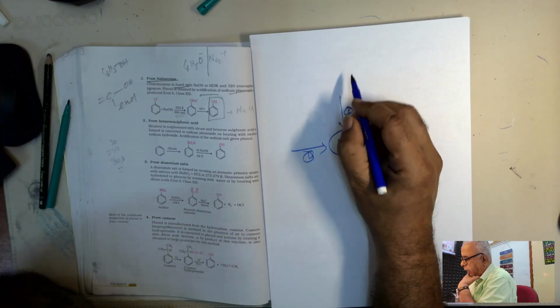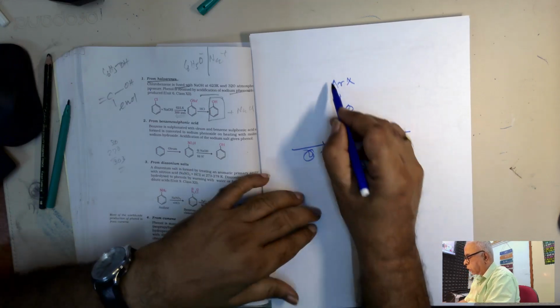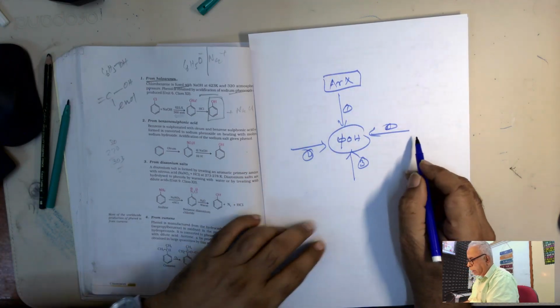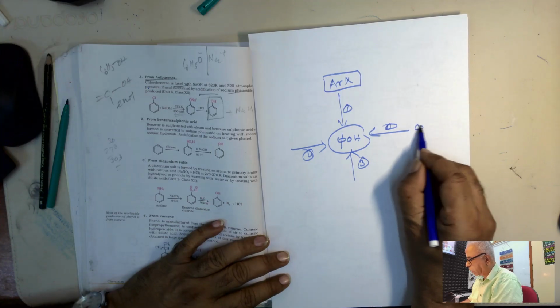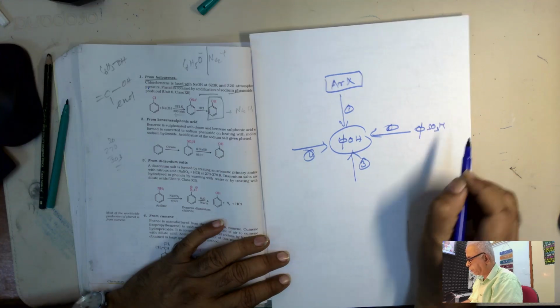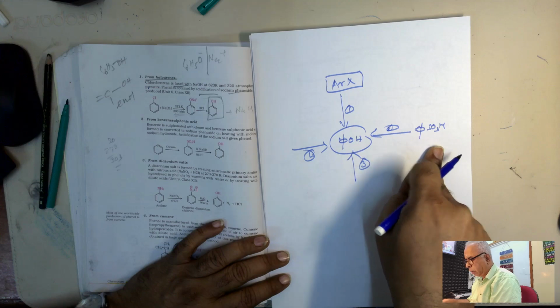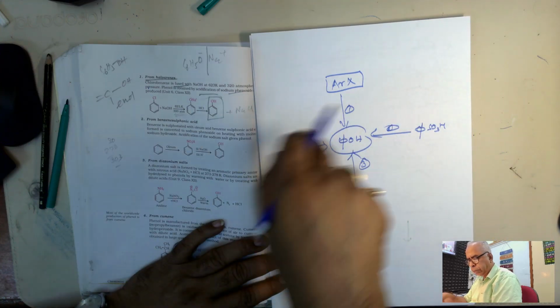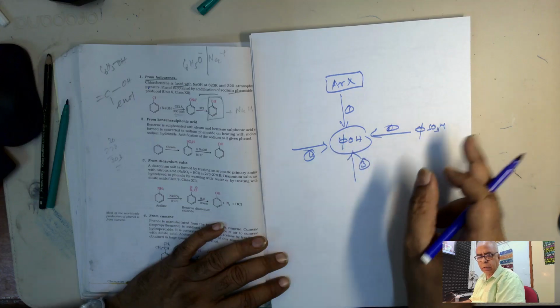The first is from haloarenes. Okay. And what is the second? Benzene sulfonic acid. How to represent that? C6H5SO3H. Where was benzene sulfonic acid obtained from? By sulfonation of benzene. What is sulfonation? Treating with fuming sulfuric acid.